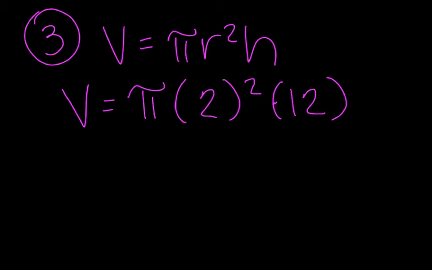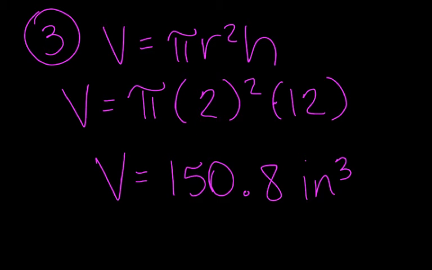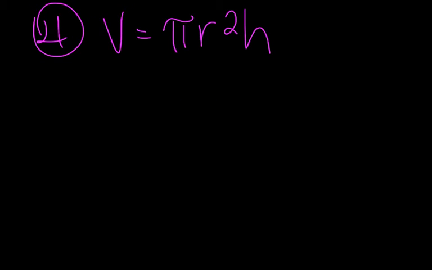Number 3, start with the formula. Replace the variables with numbers. Be careful on number 3. If you notice, it gives you the diameter instead of the radius. Anytime it does that, you need to make sure you cut it in half so that you get the radius. Because if you put 4 instead of 2 right here, you're going to get it wrong. Okay, and that should give you 150.8 inches cubed.